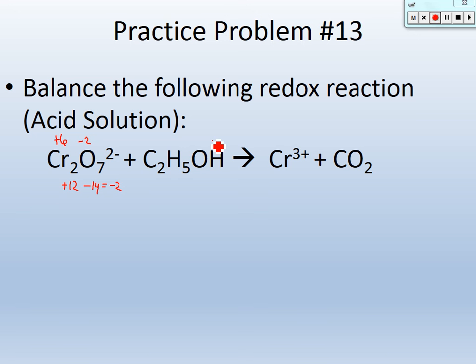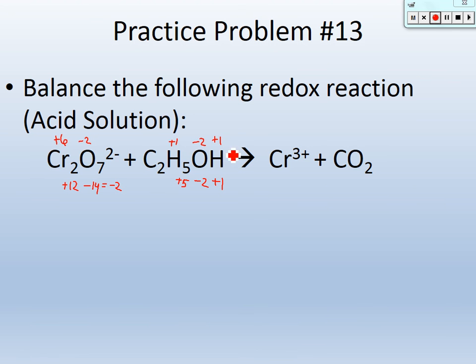What's hydrogen's oxidation number? Plus 1. I've got one of them, so it's plus 1. Oxygen's always a -2. I've got one of them, so it's a -2. Hydrogen is always plus 1. I've got 5 of them, so it's plus 5.